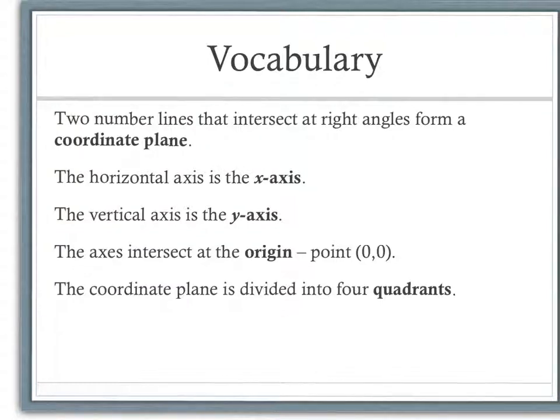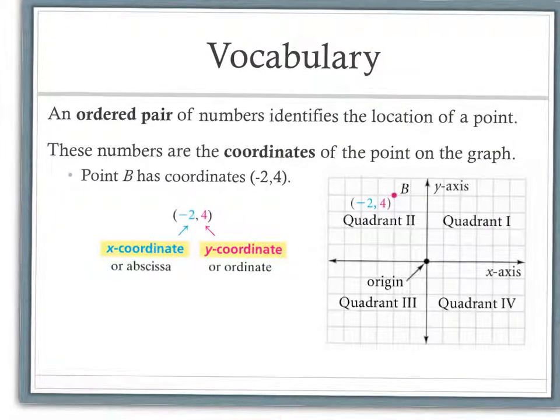The axes intersect at the origin, which is the point (0, 0), and the coordinate plane is divided into 4 quadrants. An ordered pair of numbers identifies the location of a point, and these numbers are the coordinates of the point on the graph. So if you look at the graph on the right, we'll notice a few things.